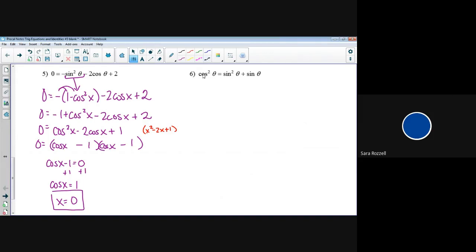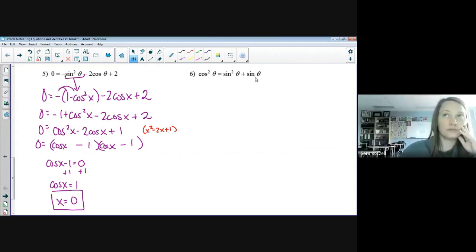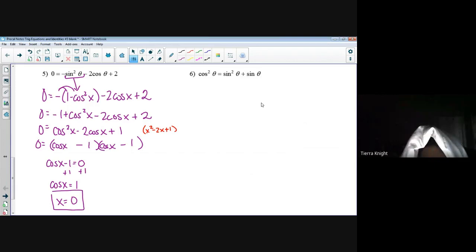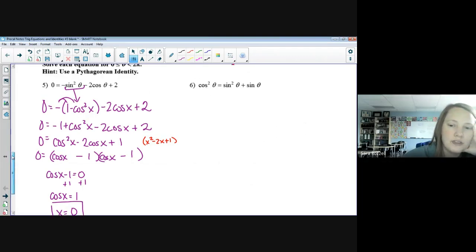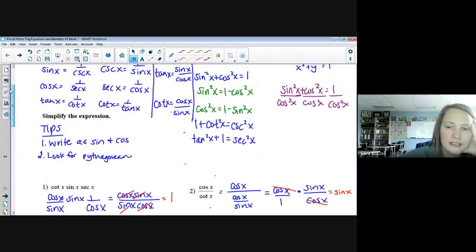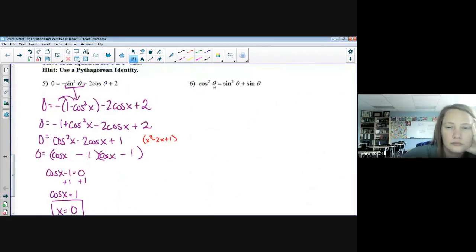So I've got a sine squared in this one, and I have a cosine squared, and I have a regular sine. So which of these identities do you think we're going to replace? The cosine, right? Because we want everything in terms of sine because we had a regular sine there, and we can't change that into cosine. So I'm going to replace the cosine squared. Cosine squared is the same thing as 1 minus sine squared. So this part is going to become 1 minus sine squared.